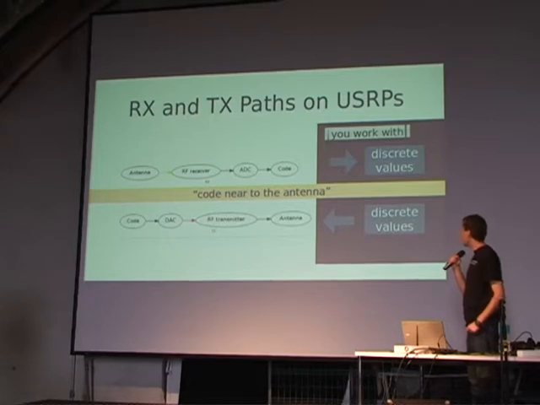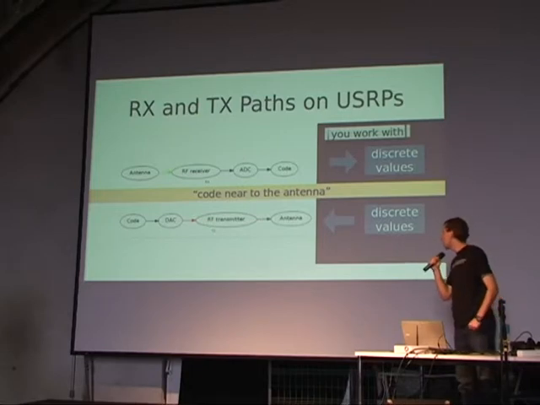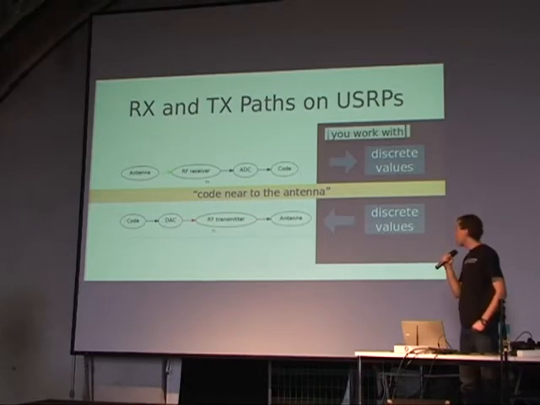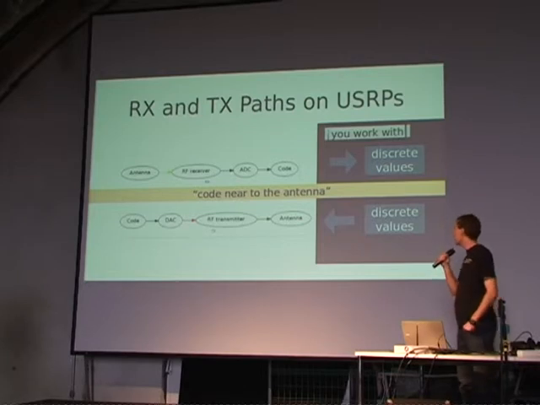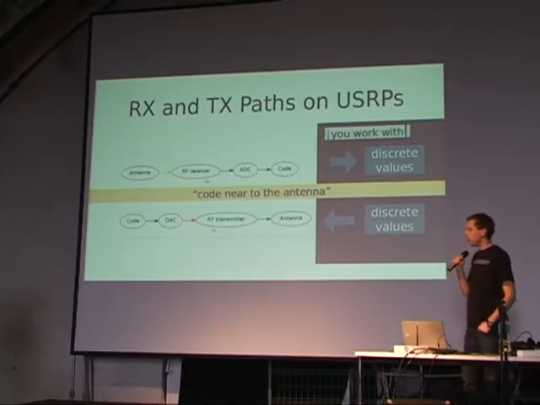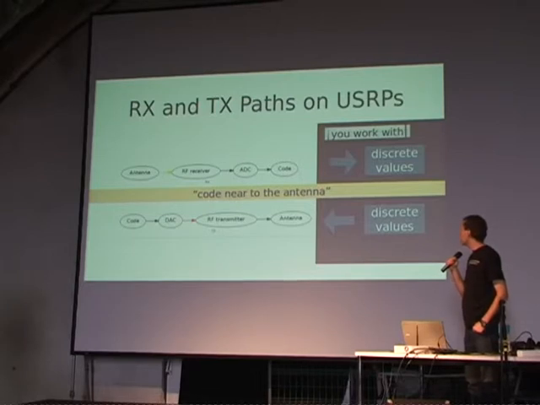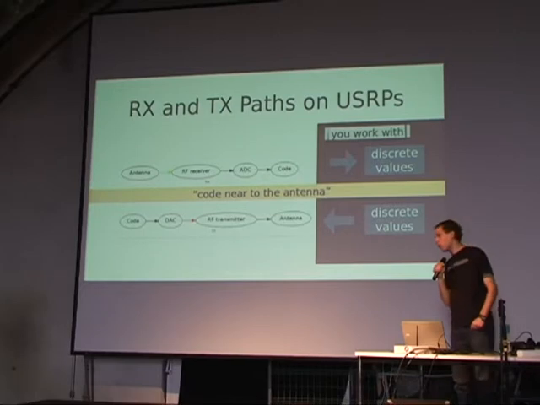At the send path, which you see under the receive path, we see that the code is actually controlling the DAC and the RF transmitter, and then it is passed to an antenna. So in short, the code is as near to the antenna as possible, which is the approach for software-defined radio, so that there is not too much abstraction in between.